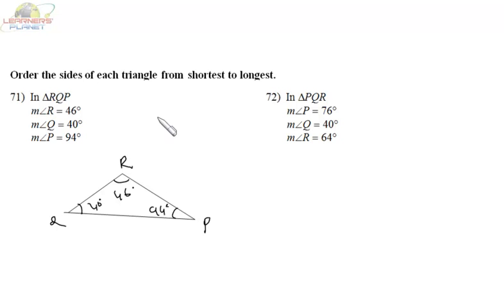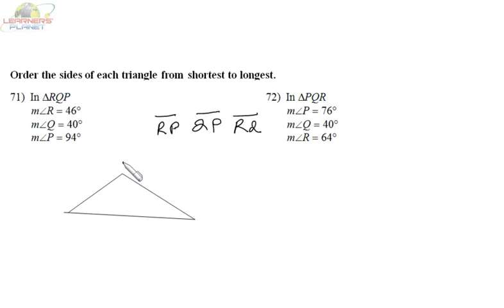Okay, now which will be the shortest side? The smallest angle is 40 degrees, so the length opposite to it will be shortest. Okay, so the shortest length is RP. Okay, then after that, this is the bigger angle, so the side opposite to it will be bigger than this, so it's QP. And which will be the longest side? The side opposite to the largest angle, that is RQ, which is opposite to 94 degrees. Okay, so this is the shortest side and this is the longest side.